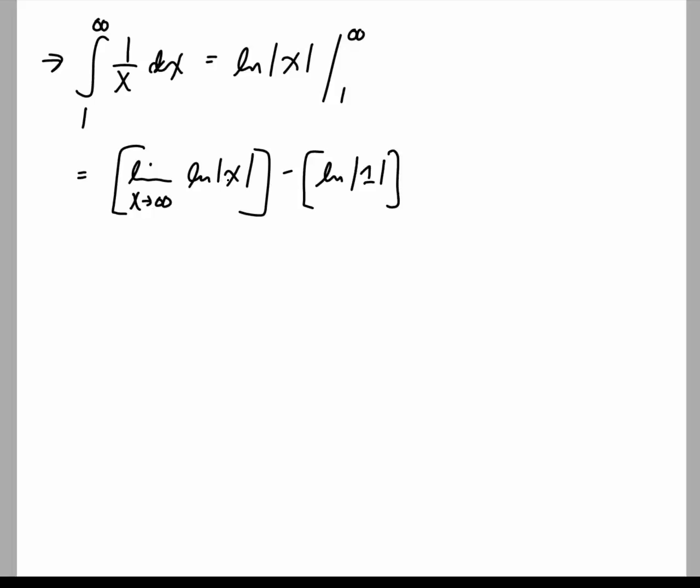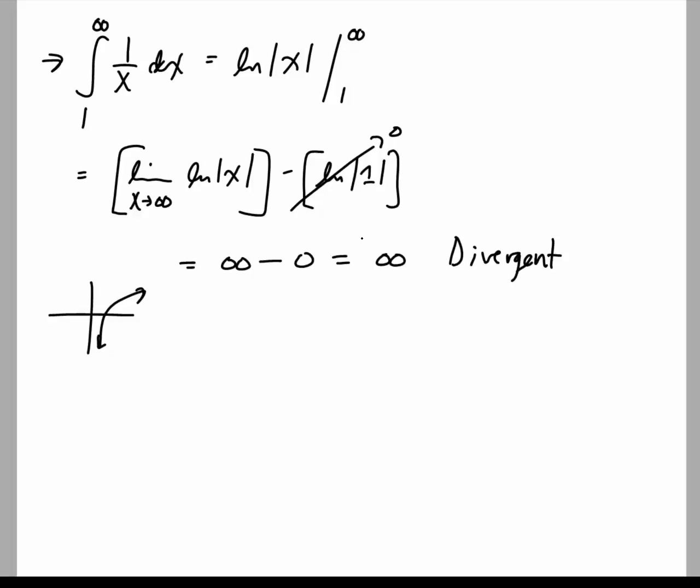So as x approaches infinity here, remember, this is your ln graph. As x approaches infinity, my y values are also approaching infinity. So this is equal to infinity minus the natural log of 1, which is 0. This is equal to infinity, so this is divergent. Now why is this interesting?